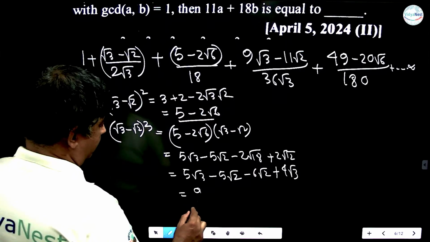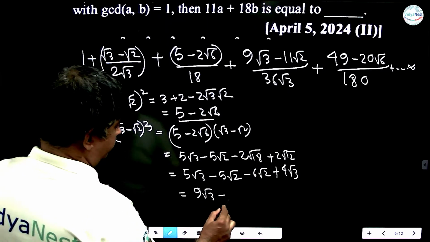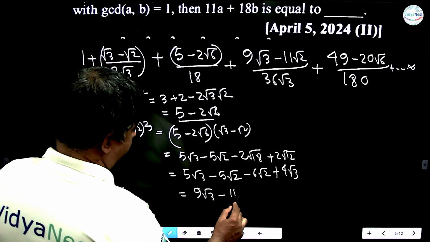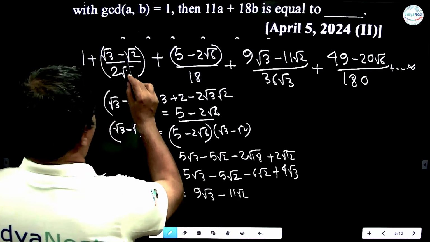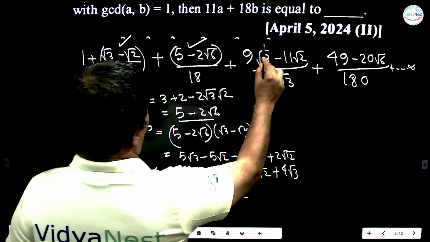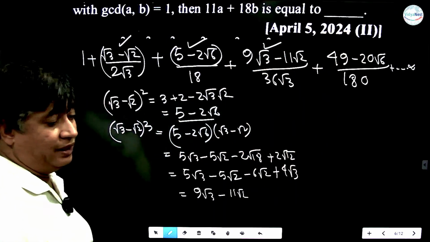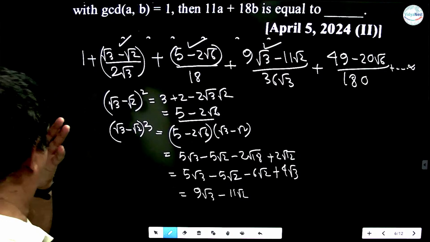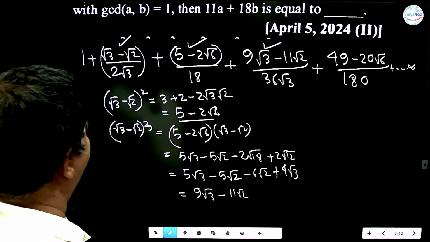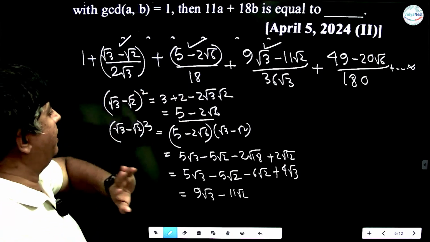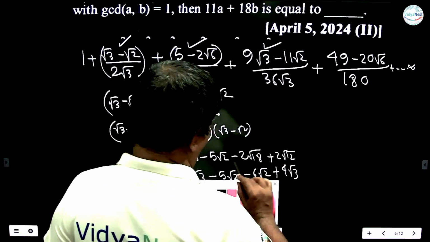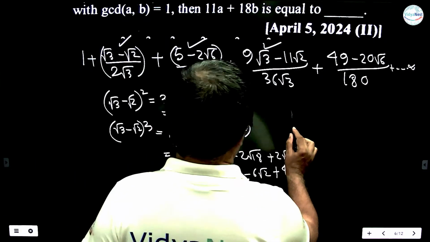Yes, coming. So this is a square, a cube, a to the power 4 like that. Yes or no? Yes. But what about the denominator? In the denominator, we are not getting that similarity.